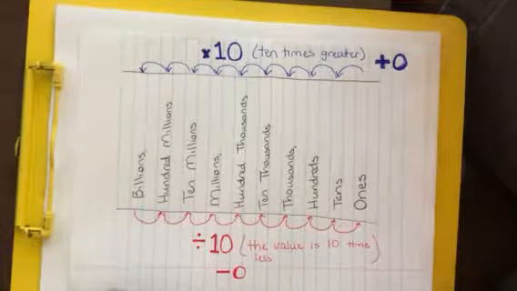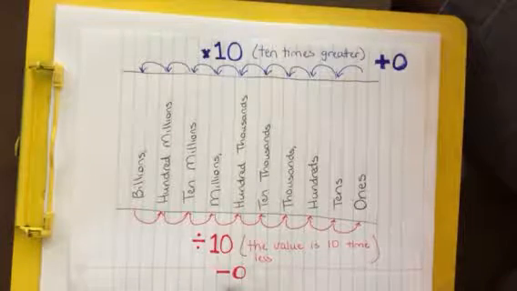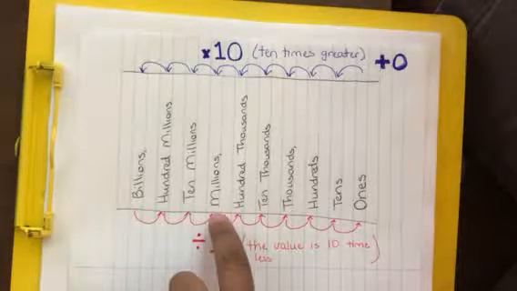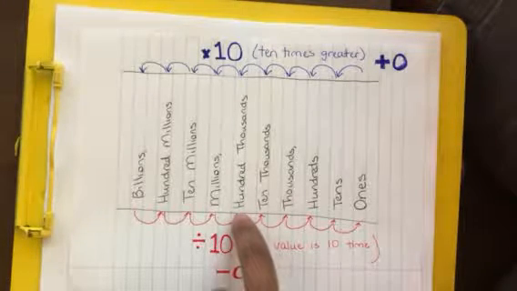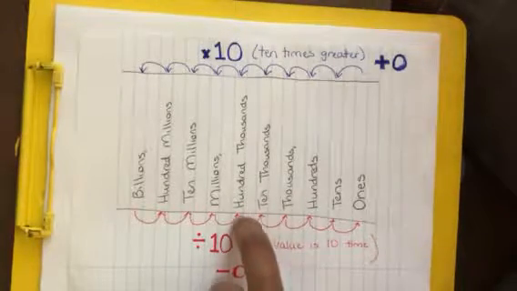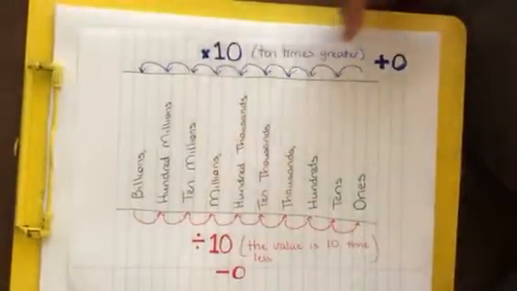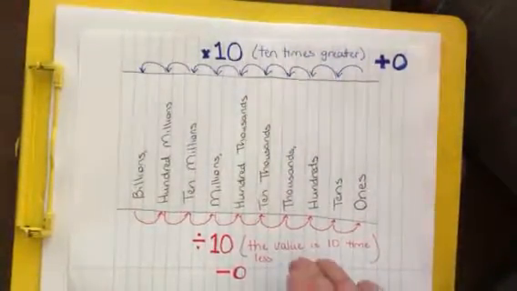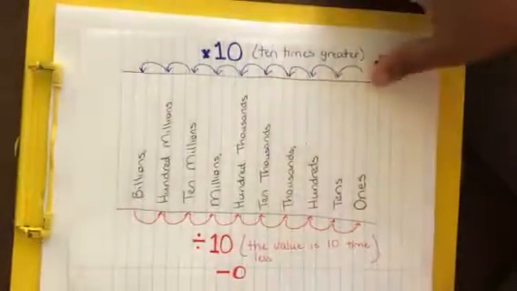When you're going 1/10 of, your value is going to decrease. So you'll be taking a zero away. So if I have a digit that's in the millions place and I take a zero away, the value is going to end up in the 100,000s place. If I'm in the 100,000s place and I'm looking for 1/10 of, I'll go to the 10,000s place. So 10 times as much, you're going to add a zero to the value. 1/10 of, you'll be taking a zero away from the value.